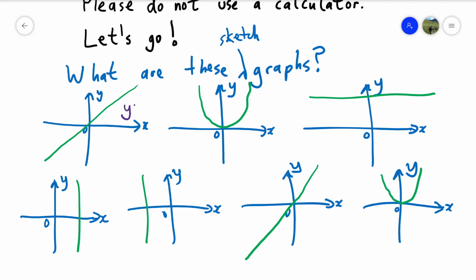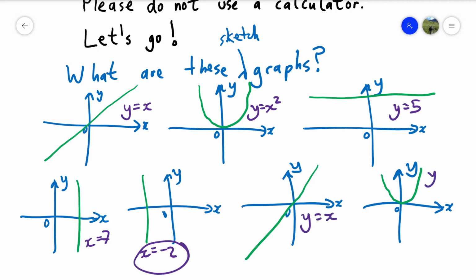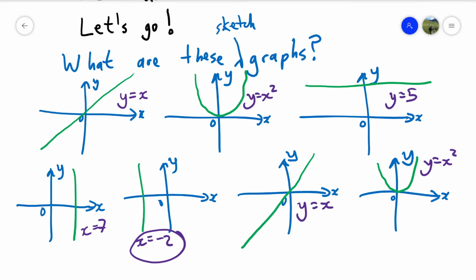This is y equals x. This is y equals x squared. This is y equals, I don't know, let's make up a number, 5. This is x equals 7. And this is x equals -2. It doesn't matter, just make up a number. Make sure this one's negative though. This is y equals x again. This is y equals x squared again. Boom. If you're happy, move on.